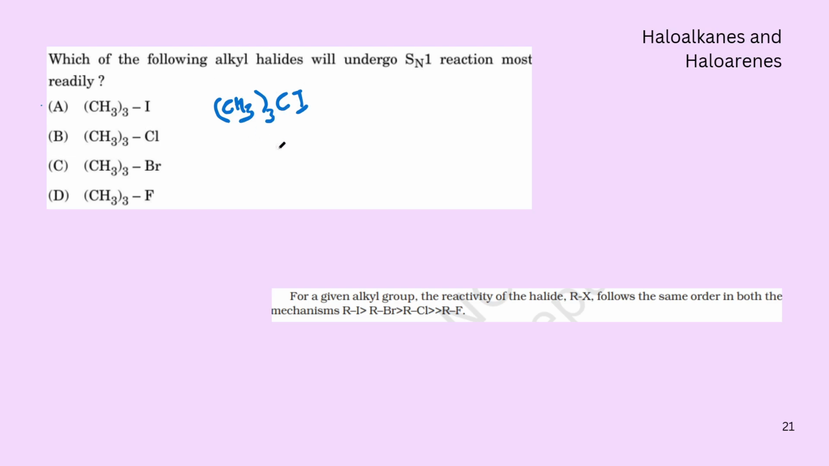When the R group is the same, you have the same order of reactivity in both mechanisms. So this would actually undergo SN1 reaction because the alkyl halide is a tertiary alkyl halide. So all of them will undergo SN1 reaction. When it's iodine, it's more reactive, and then you have bromine, and then chlorine, and then fluorine. So based on this order, option A is going to be the right answer.